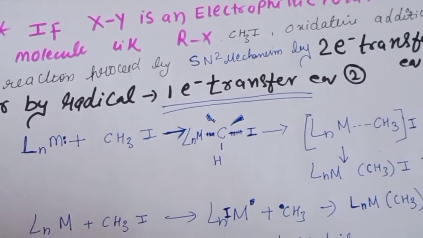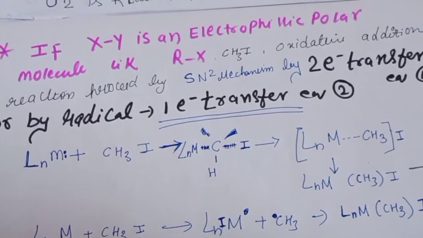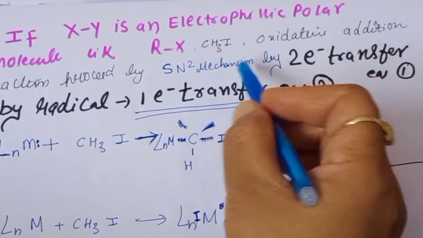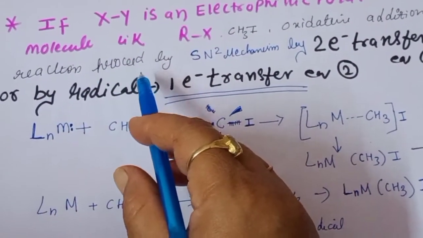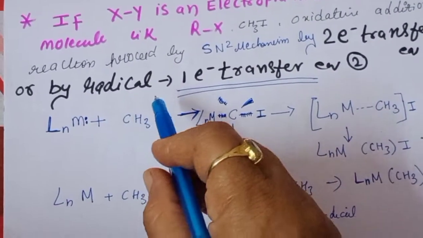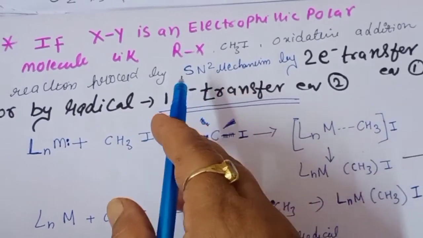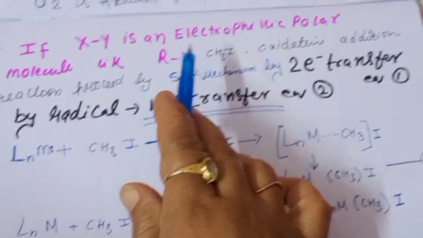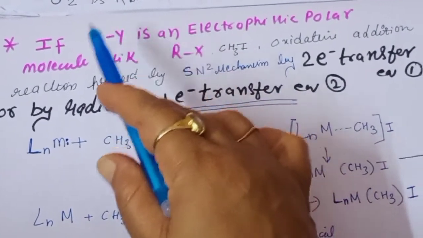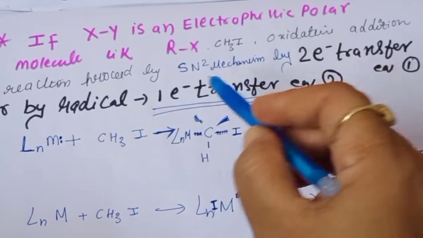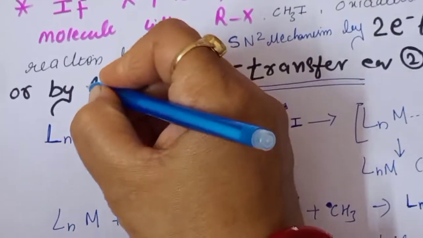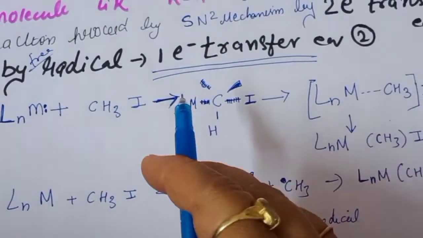Second, consider an electrophilic polar molecule like RX, meaning an alkyl or methyl halide, like methyl iodide. Oxidative addition reactions can proceed by an SN2 mechanism, by 2 electron transfer, or by the free radical, 1 electron transfer. The addition of alkyl halides can proceed by SN2 through 2 electron transfer, or through the free radical way, by 1 electron transfer.